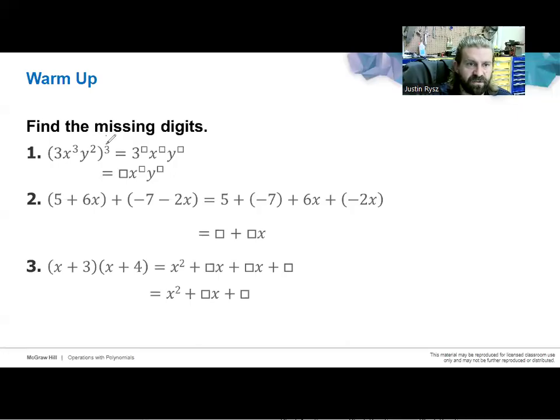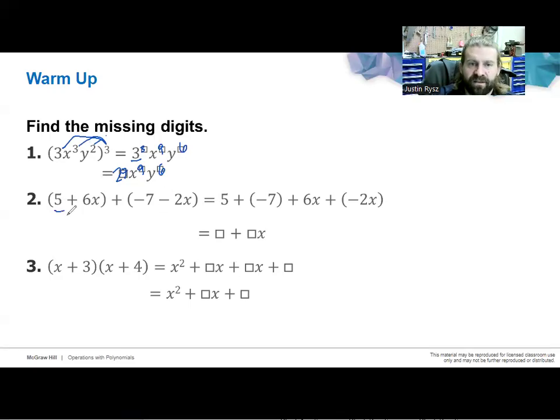So if we are going to cube this expression, we need to cube the 3, cube that, and cube that. So this would be 3 to the third power. All right, x cubed cubed would become x to the ninth. And y squared cubed would become y to the sixth. All right, 3 cubed is something we can actually figure out. 3 times 3 times 3 is 27. And then x to the ninth, y to the sixth. Notice here, when we take a power to a power, you multiply the exponents.